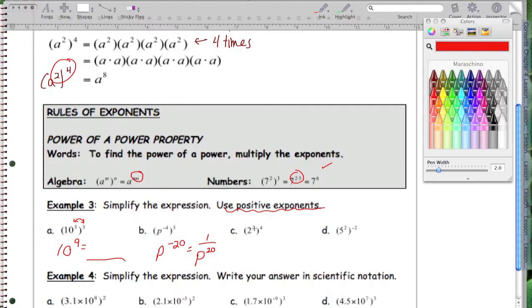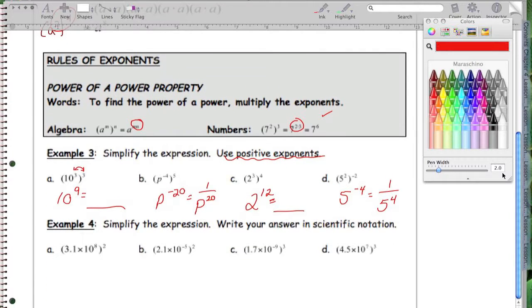Letter C is 2 raised to the 3rd, all of that to the 4th power, so I'm going to multiply 3 times 4, I get 2 to the 12th. And again, multiply it out, get your answer. And then in letter D, 5 squared to the negative 2nd, again, even though that's negative, just multiply it like normal. We get 5 to the negative 4th, but I don't want negative exponents, so I write it as 5 to the positive 4th in the denominator. 1 over 5 to the 4th.